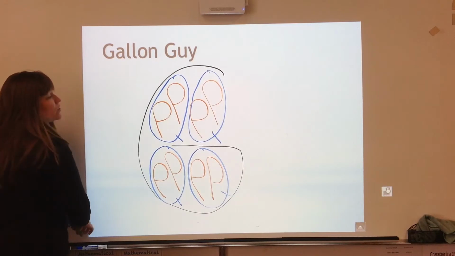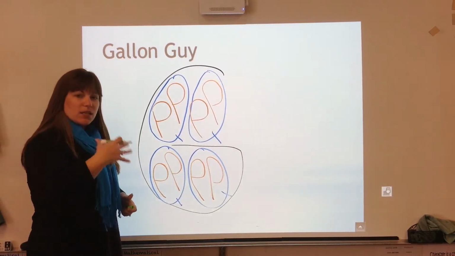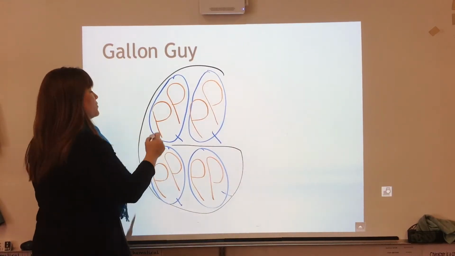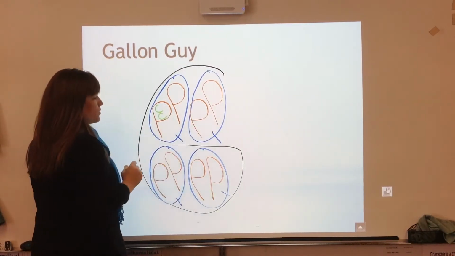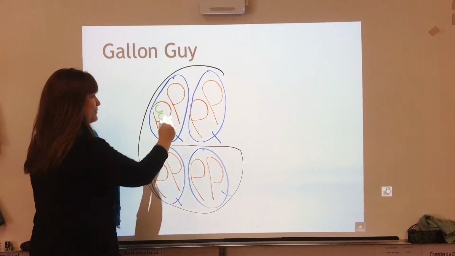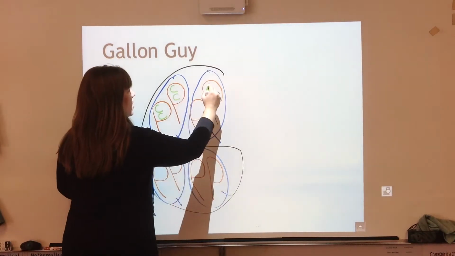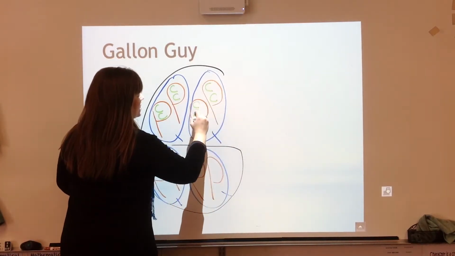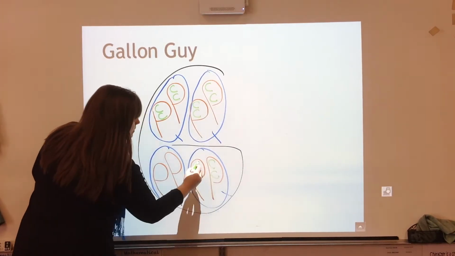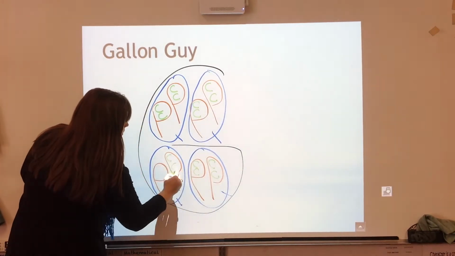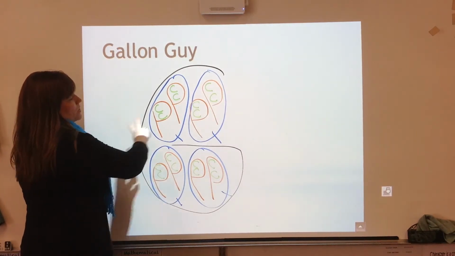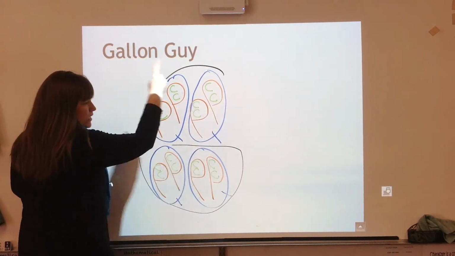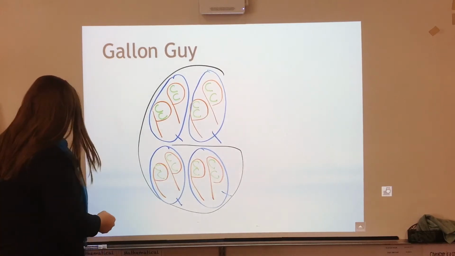That's why I like Gallon Guy so much. Inside each P, you're going to draw 2 C's and make them as big as you can, because we are going to write something inside the C. So there are 2 cups in every pint. That makes 4 cups in a quart, 8 cups in 2 quarts, 16 cups in the entire gallon.